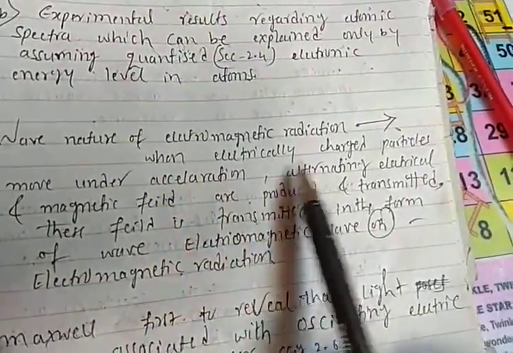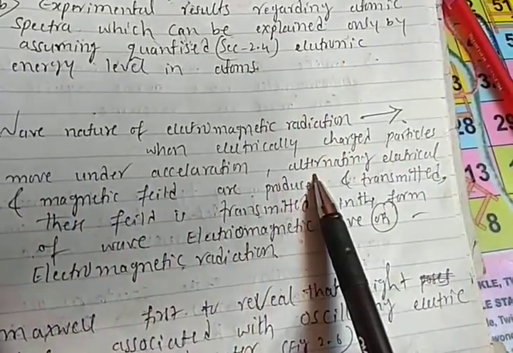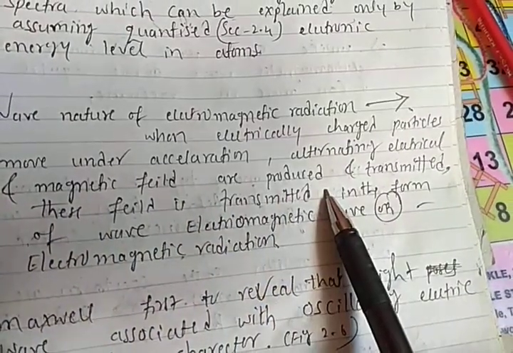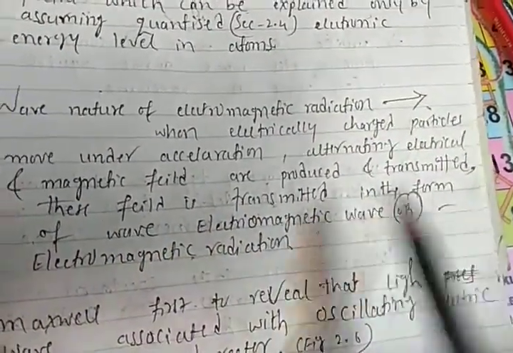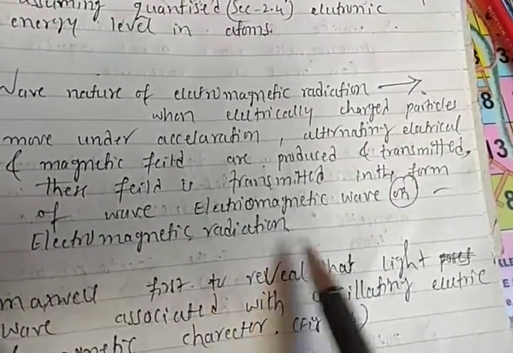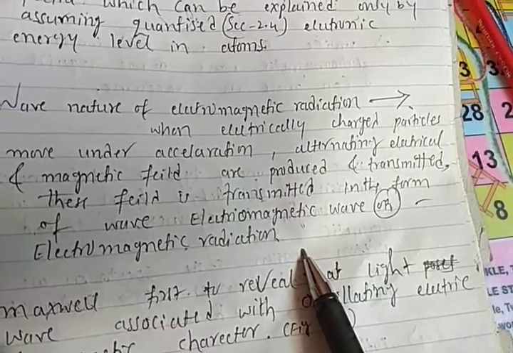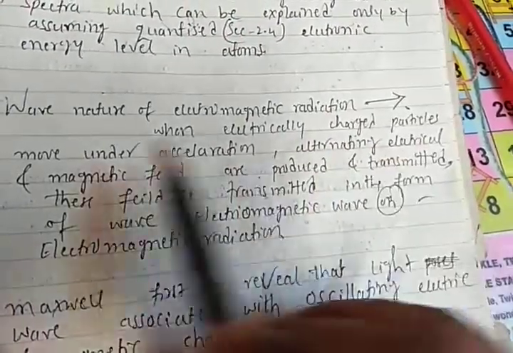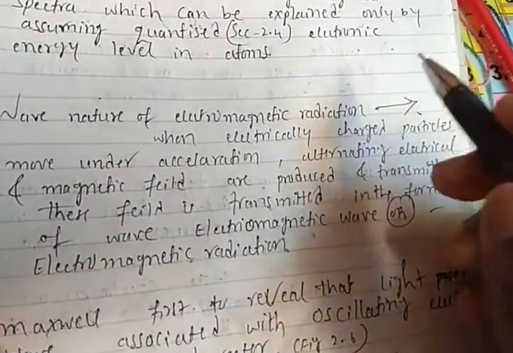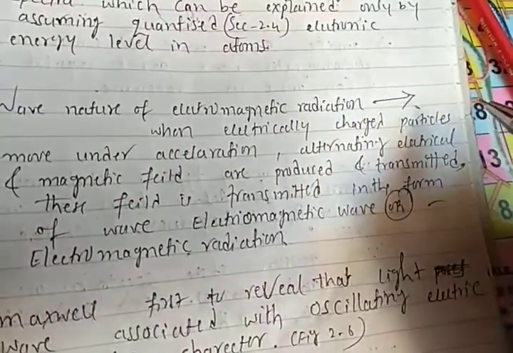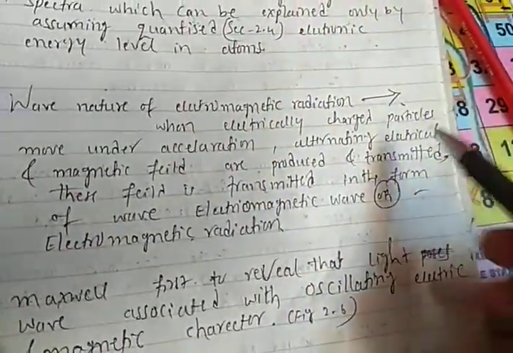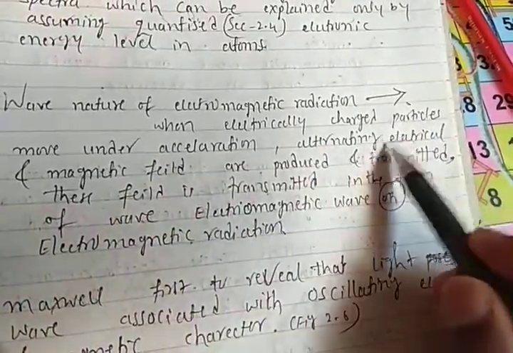When an electrically charged body moves under acceleration, alternating electric and magnetic fields are produced and transmitted in the form of a wave, an electromagnetic wave or electromagnetic radiation. So when an electrically charged particle, any charged particle, is rotating or moving under acceleration, it generates electric and magnetic fields.